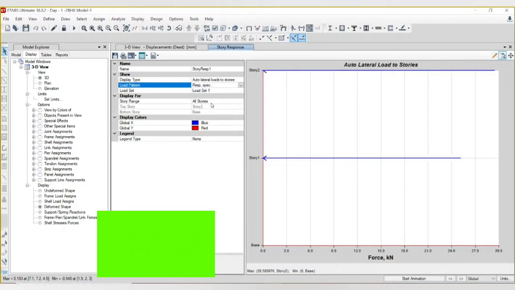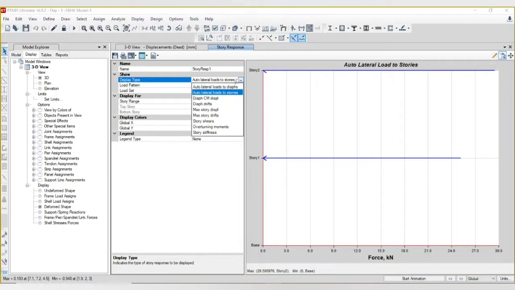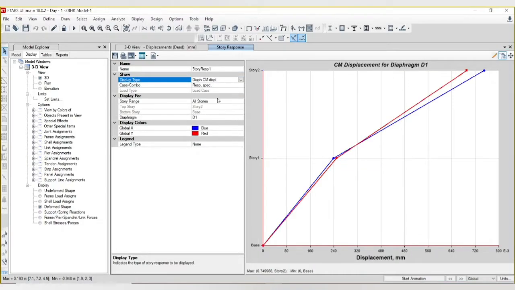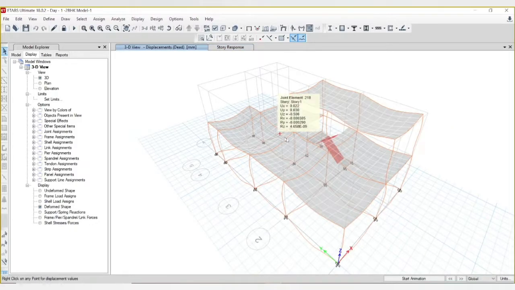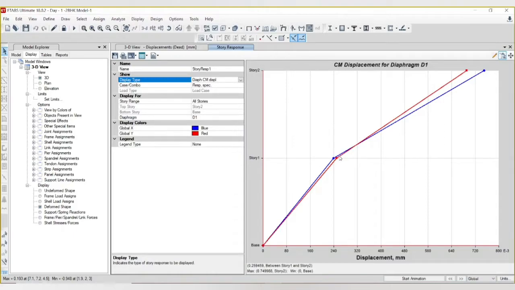Let us look into response spectrum. This is the center of mass, CM displacement, where the mass is being displaced. I have already shown you the diaphragm and where it is located. So the diaphragm is deviating from the original point by 240 into 10 power minus 3 mm. So the diaphragm is not displacing much, you are having 0.24, and the maximum at the top story is 0.72.